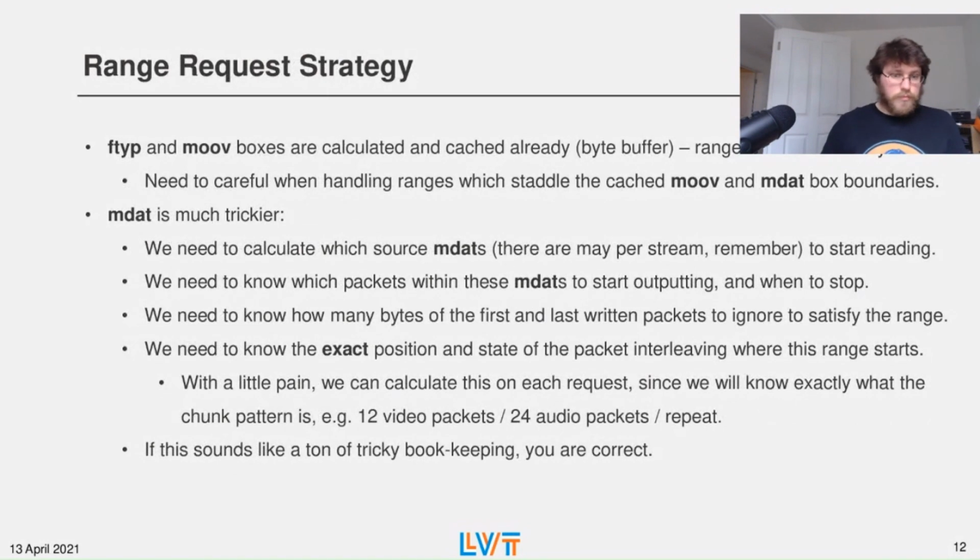And now for probably the hardest thing, which is range request support. The ftyp and the moov boxes are easy because those are calculated and cached already. They're a byte buffer. It's very easy. Just grab these range bytes from this buffer. You do need to be a little careful at the edge of these, what's cached and what's not cached, so you don't accidentally have a one byte off error at this boundary.